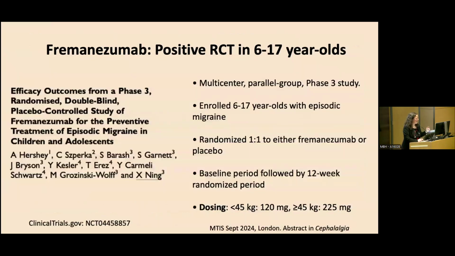Here's the trial. This trial was first reported in September of 2024 at a conference. It's a phase 3 study. Kids down to age 6 were randomized to either fremanezumab or placebo and then treated for 12 weeks. The dose for those over 45 kilos is the same as the adult dose, which is 225. Smaller kids got 120 milligrams.